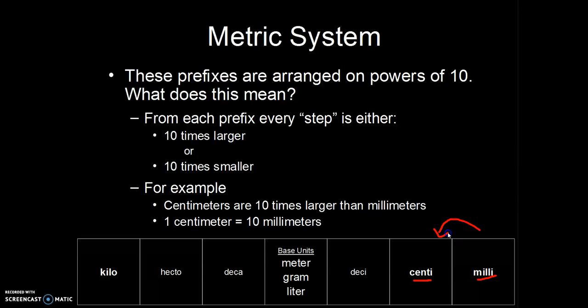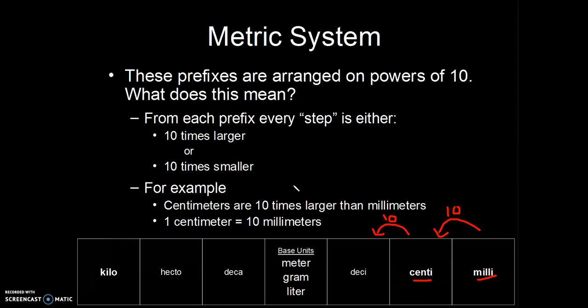So when we go this direction, we're going bigger. There are 10 millimeters in 1 centimeter, because the centimeter is a larger unit. If we go one more step over, from centi to deci, we see the same thing. It's 10 times bigger going this way, and then we go 10 more times bigger to go from centi to deci. So what that means is that there are 10 millimeters in 1 centimeter, there are 10 centimeters in 1 decimeter, and you can see it goes the same way. There are 10 decimeters in 1 meter: 10, 10, 10.